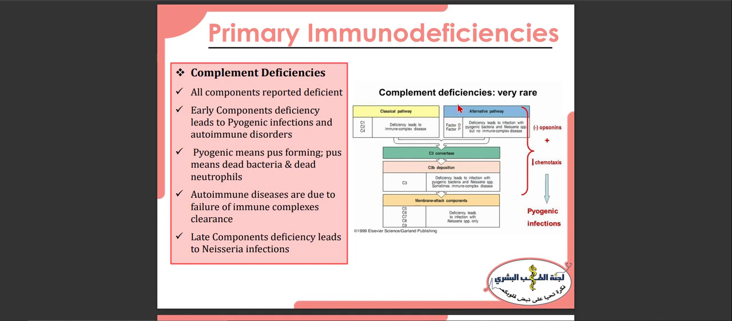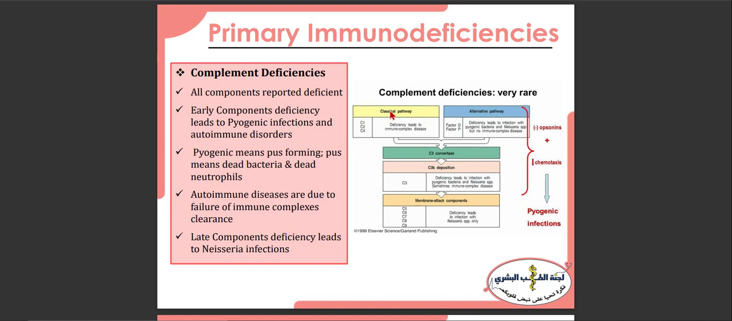Okay? If the alternative pathway components like factor D and factor B are deficient, that leads to infection with pyogenic bacteria. ايش يعني pyogenic? It relates to pus formation and Neisseria species infections, but no immune complex disease. هاي مهمة لغاية الامتحان، إنه بيجيبك السؤال كالتالي: Immune complex disease is seen in classical pathway components deficiency. True or false? True طبعا.